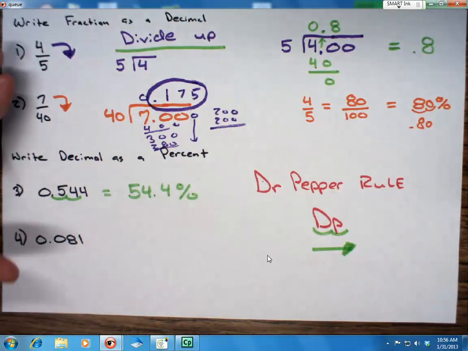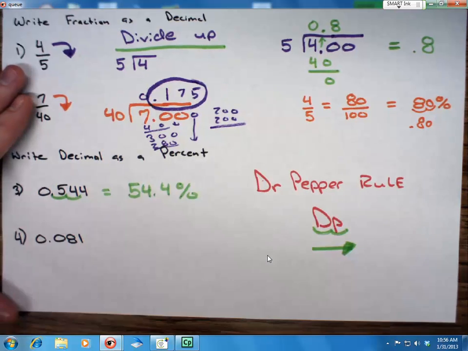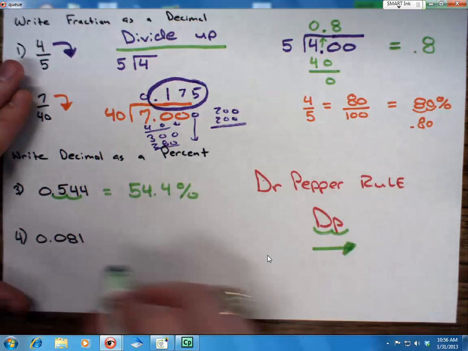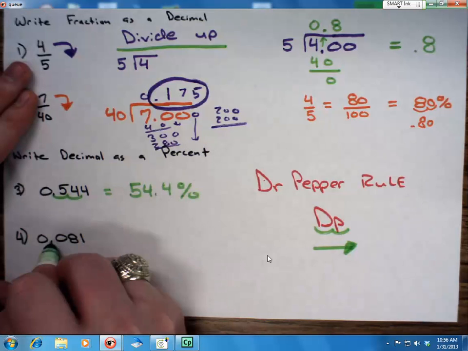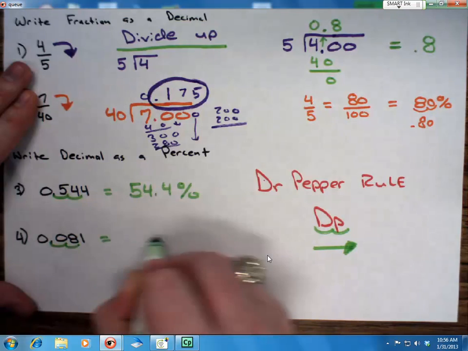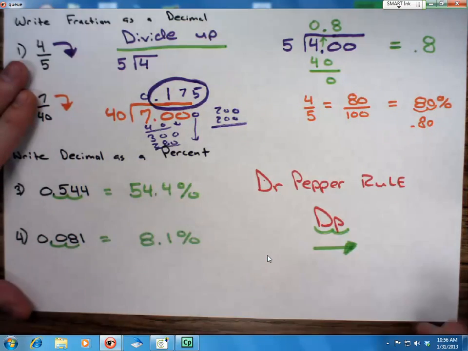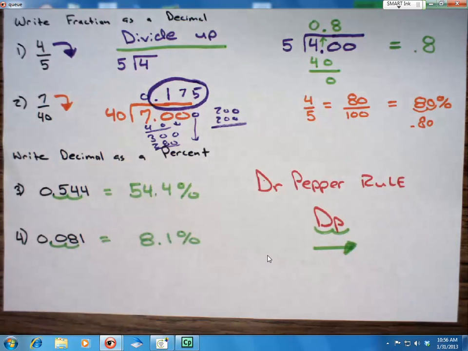Okay? Not much math involved with that. All right, let's take a look at number 4. Again, number 4, we're going to do the same thing. We're going to find our decimal. We're going to move it over 2 places to the right. 1, 2, which is going to give me 8.1%. And that's it. It's that simple. All right, questions on that? No? All right, then let's go ahead and get to work.